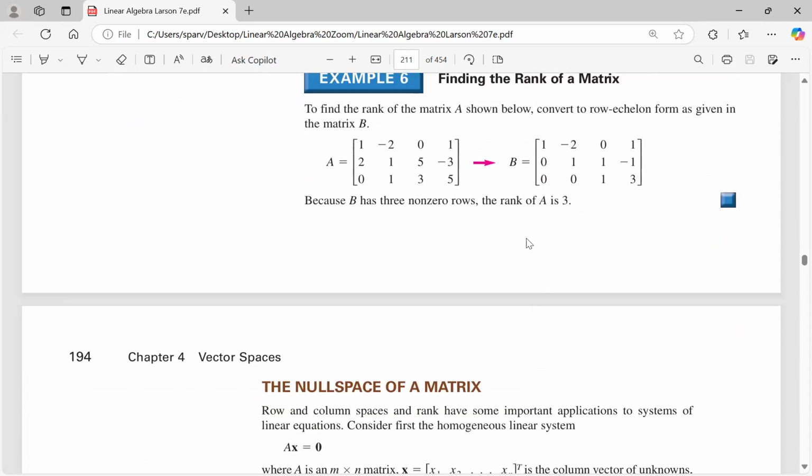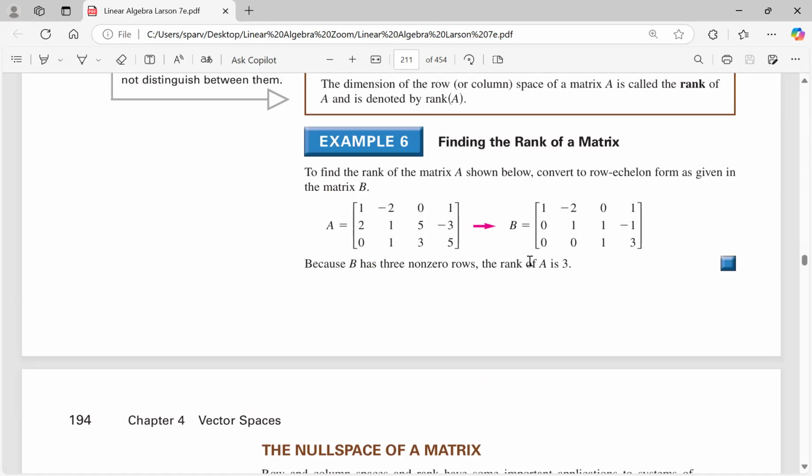And remember, how do we determine the rank? Get the matrix in its row echelon form. That's all you got to do. Row echelon form, and you count the number of non-zero rows. So here I have 3 non-zero rows. Therefore, this is a full rank 3. Not the columns, number of rows. Okay.